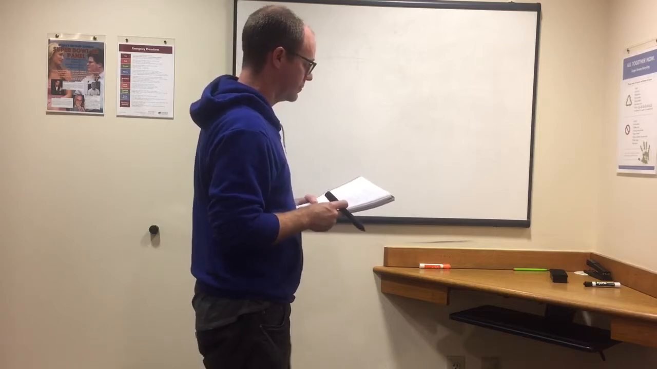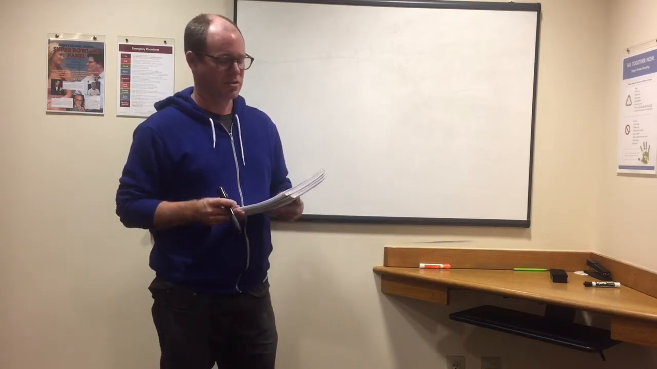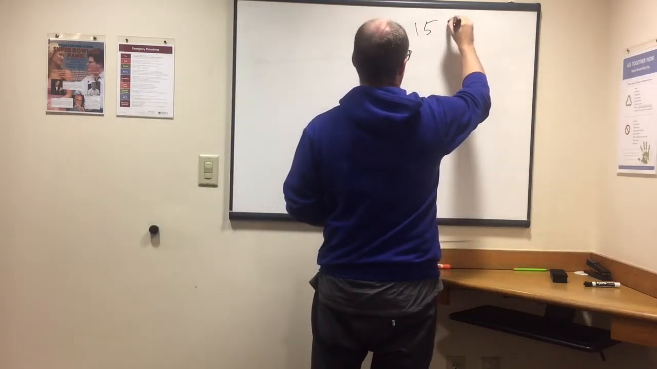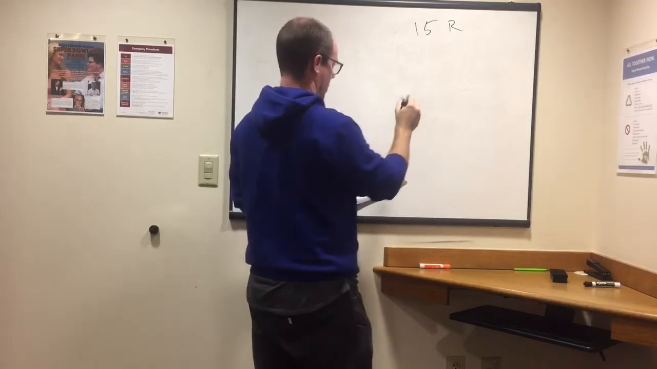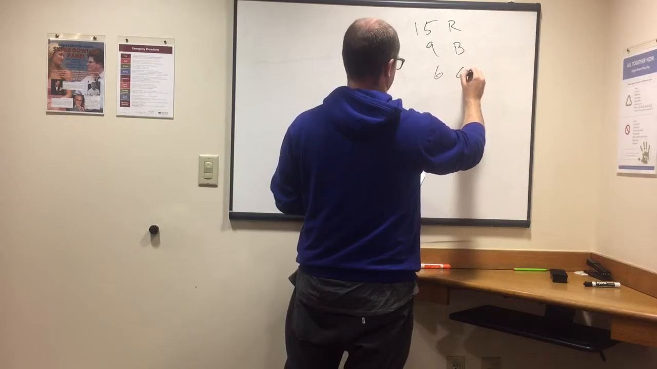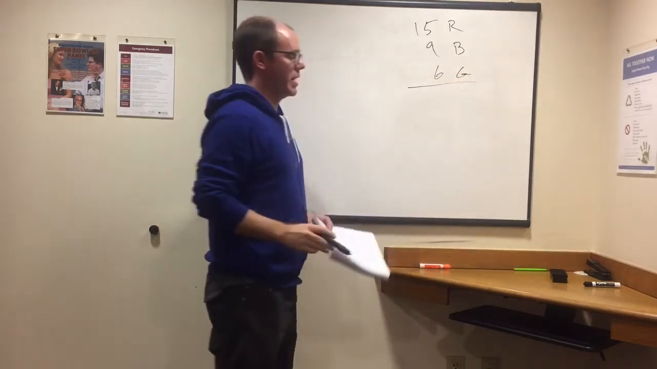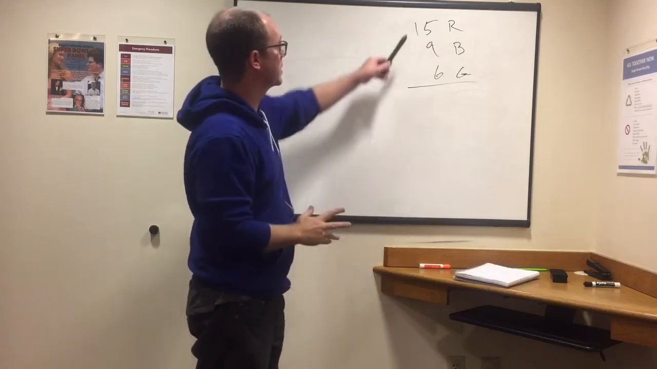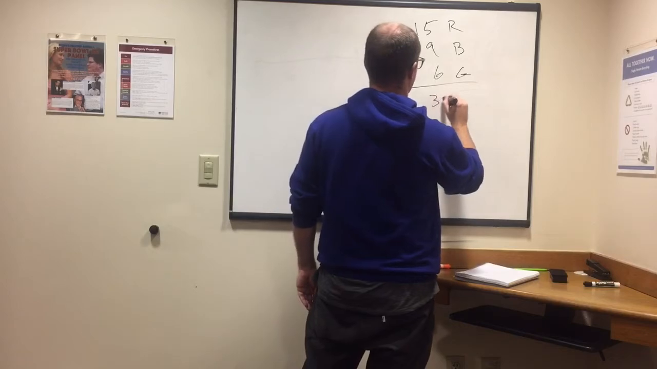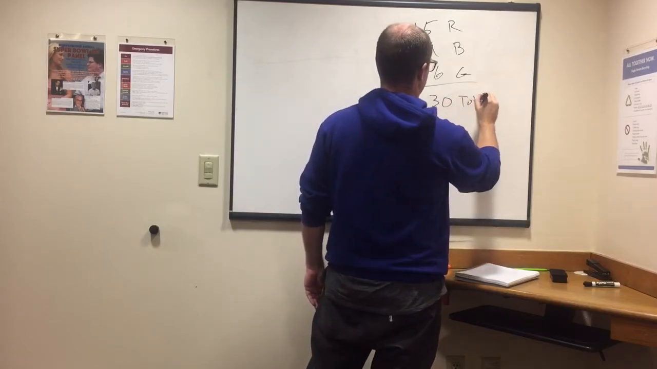Okay, probability. So let's look at these. First question says you have 15 red balls, 9 blue balls, 6 green balls. Probability that green is randomly chosen. Okay, so we got 15 red, 9 blue, 6 green. That's a G. Okay, now that we got 30 of those total, right? 15 plus 9 is 24. 24 plus 6 is 30. We have 30 total balls.